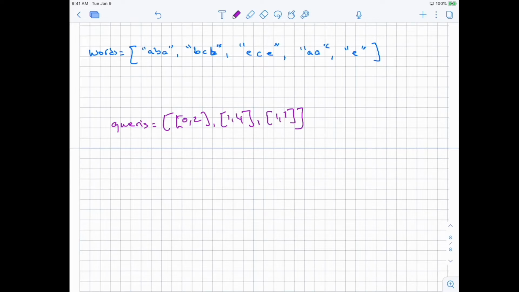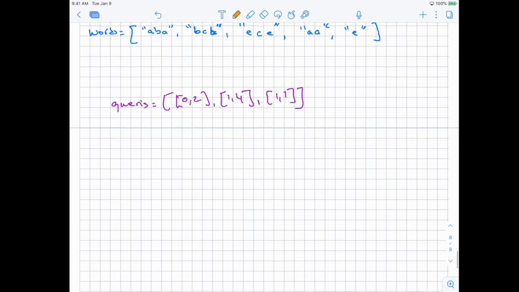Okay, so how do we solve this? So let's see here. The idea of what we are looking for is a way to not have to, for each query, go through all the words and do it. And let's map this to something else, just to think about it better.